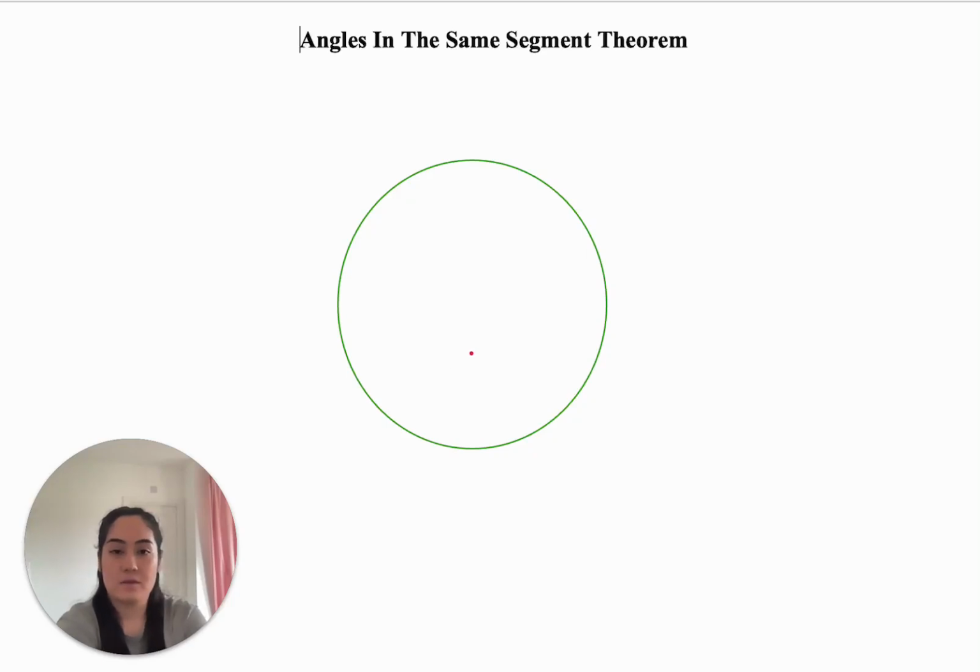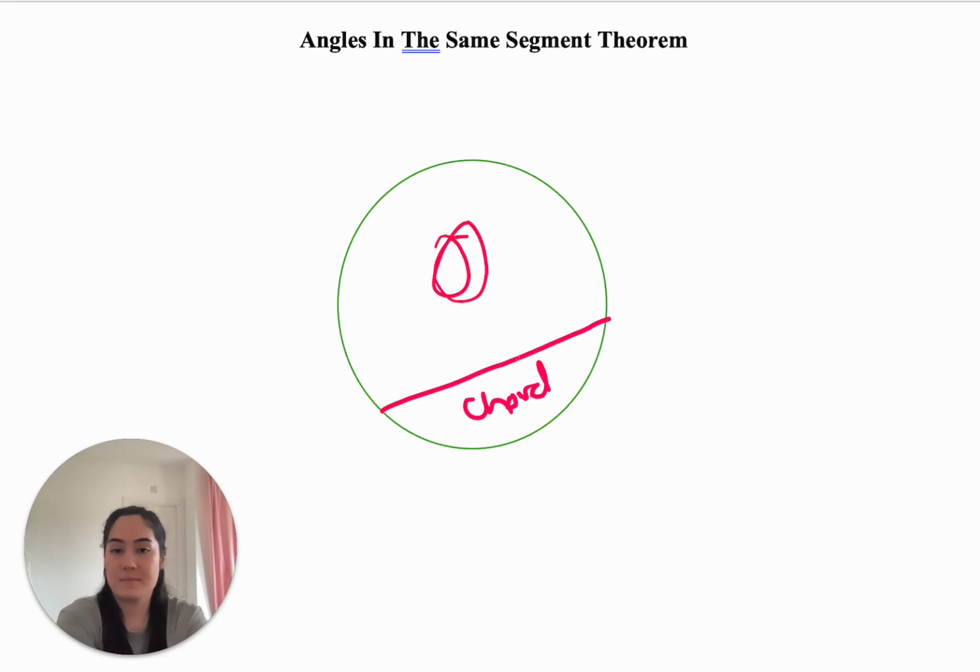Let's first look at the angles in the same segment theorem. If a circle is split with a chord, so there's a difference between a chord and a diameter. A diameter will always go through the center of the circle. A chord will not. It will just go from one end to the other, but will not go through the center. It will split the circle into two segments. We've got a segment here and a segment here.